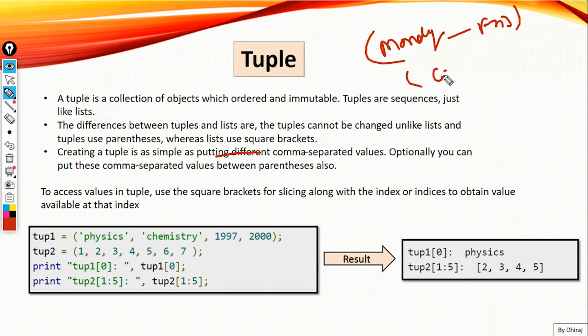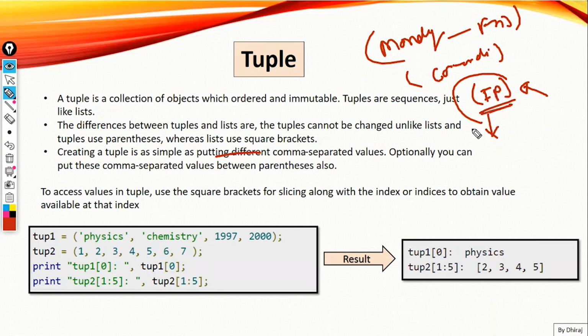The Google coordinates are fixed. We cannot change them, right? The IP of the device, right? Once we give the IP of the device the first time, it is not going to be changed, right? So it is a fixed thing. So for those fixed things, we use tuple.